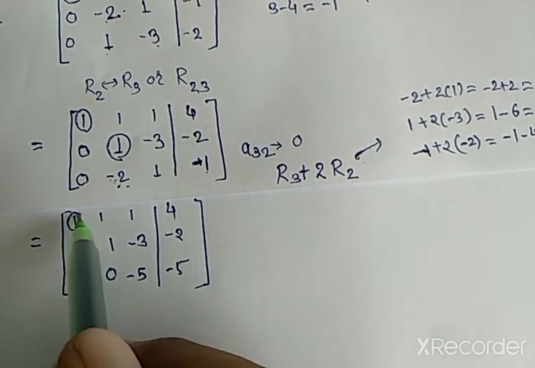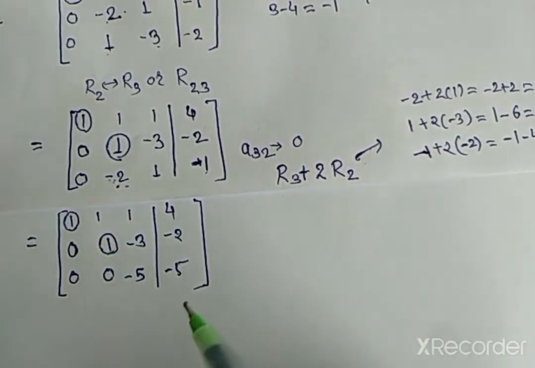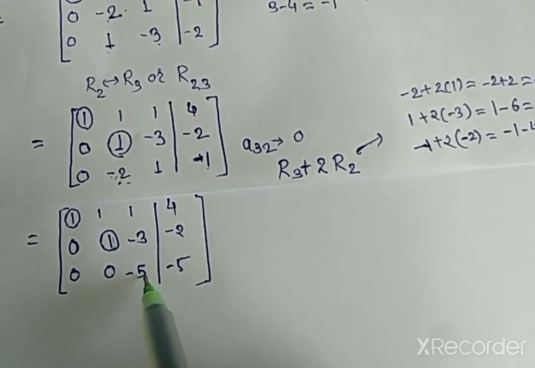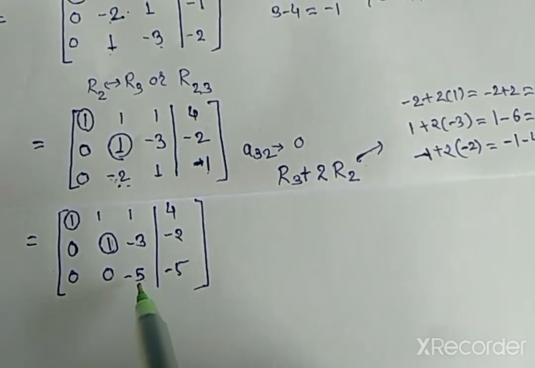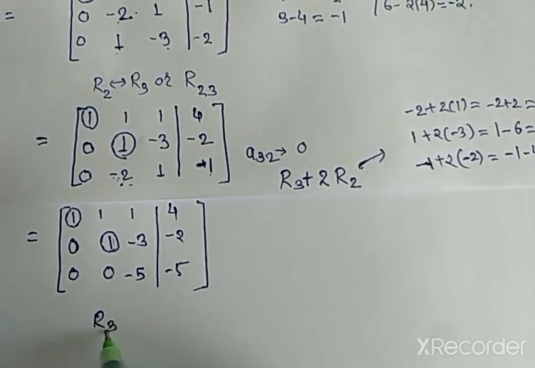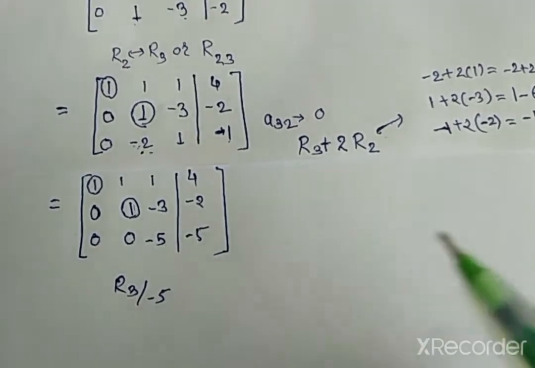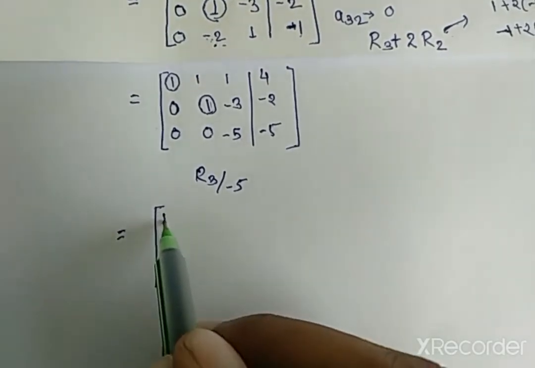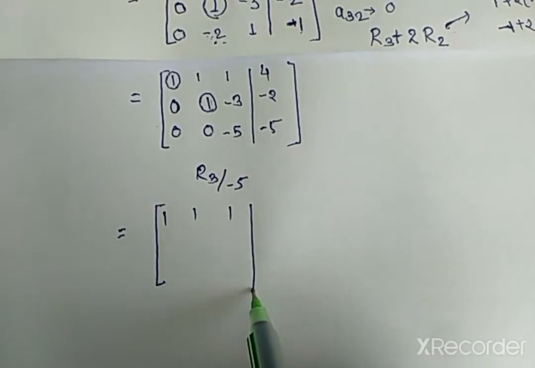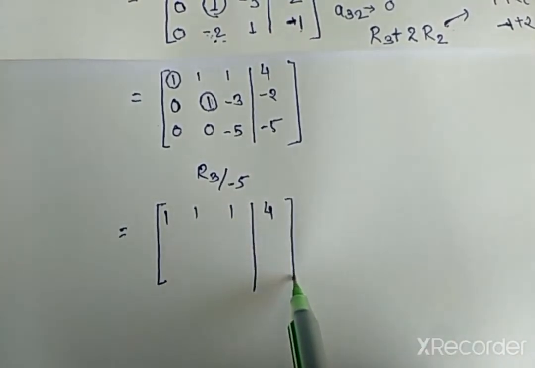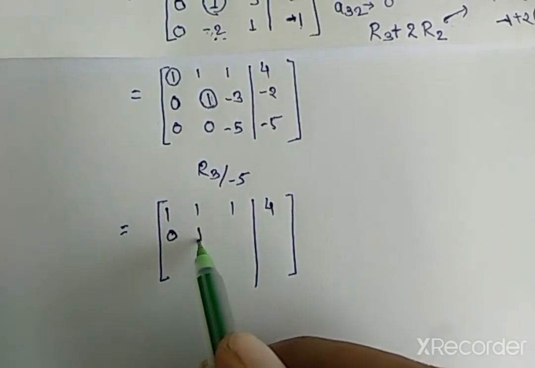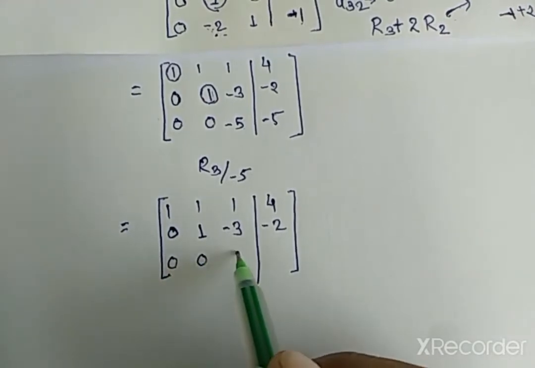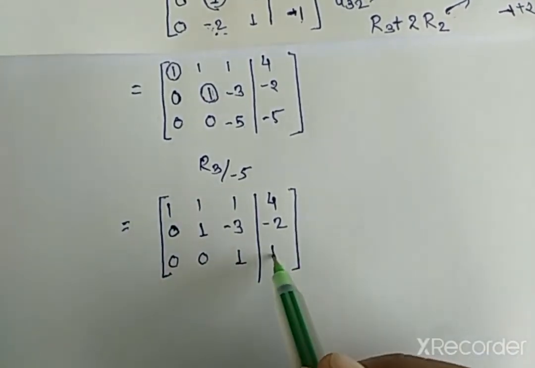Okay, so here we get a first leading one, a second leading one, and below them it is 0. Now to make a leading one at A33, because it is a non-zero term, we can make the leading 1 here. So R3 divided by minus 5 gives the first row 1 1 1 4, the second row 0 1 minus 3 minus 2, and the third row 0 0 minus 5 divided by minus 5, which is 1. Here it is also 1.